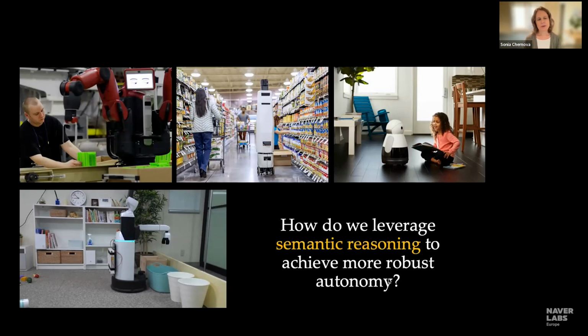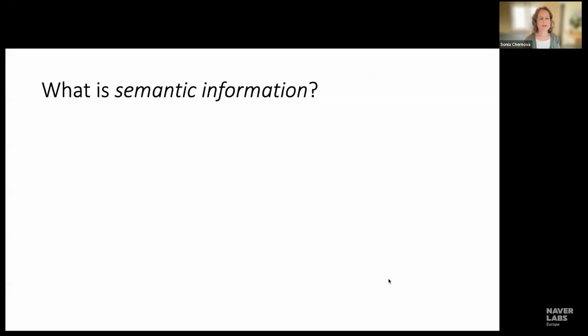In particular, with the work I'm going to be talking about today, the subset of that work we're interested in is: how do we leverage semantic reasoning to achieve more robust autonomy? How can we make robots more intelligent through this mechanism? And so to start, what is semantic reasoning? What is semantic information, and so on?